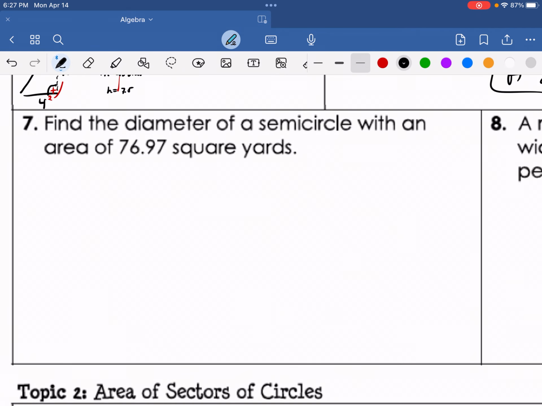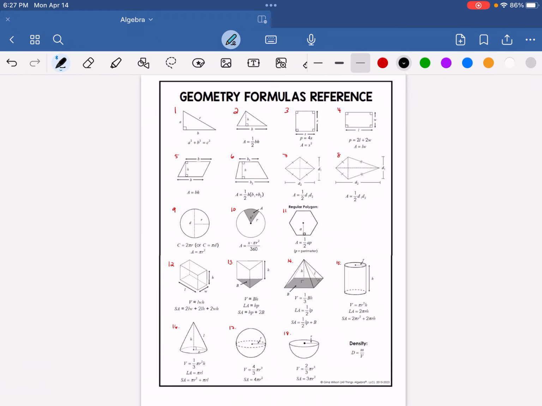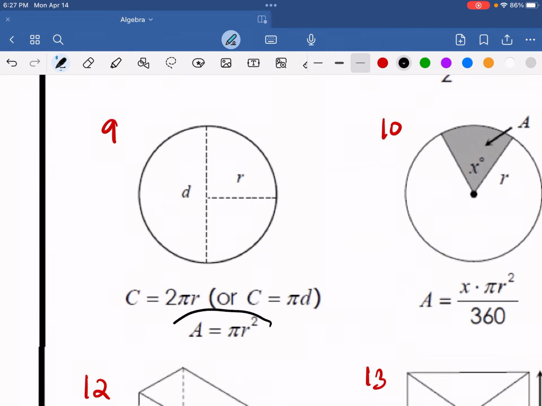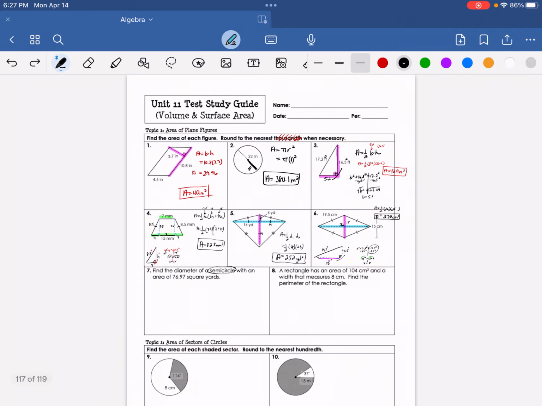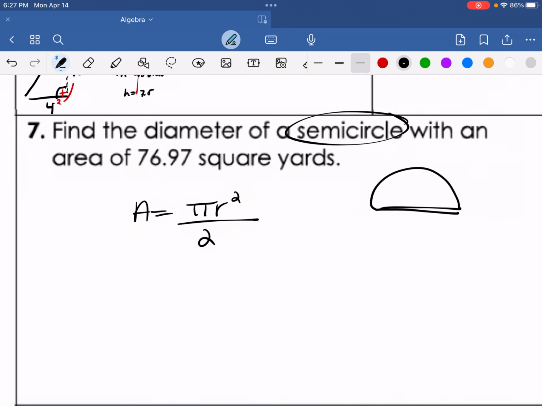All right, for these, we are still using the area formulas, but just working backwards with them. All right, so find the diameter of a semicircle. So that means you need to use the formula for a semicircle. A semicircle is half a circle. So we're using the area formula, pi r squared, but you need to cut it in half. So area for a semicircle is pi r squared divided by 2. Because a semicircle is half a circle, not a full circle. So you need to divide it by 2.